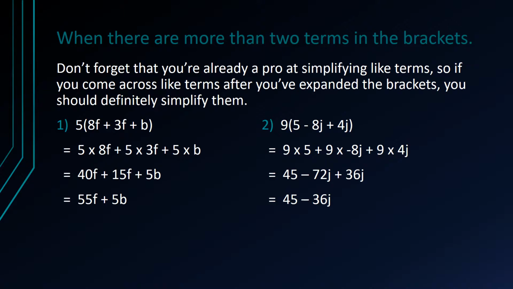In the second example, we've got 9, and then in the brackets 5 minus 8j plus 4j. We expand that out to 9 times 5 plus 9 times negative 8j plus 9 times 4j. And that gives us 45 minus 72j plus 36j. And here, 72j and 36j can be simplified further because they're like terms. So in the end, we've got 45 minus 36j.